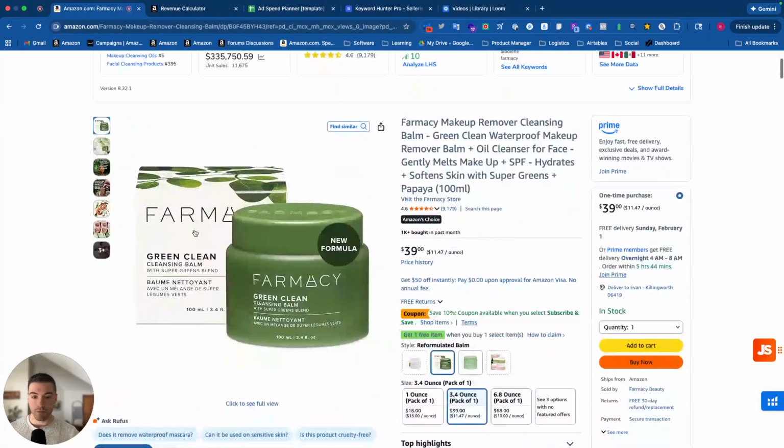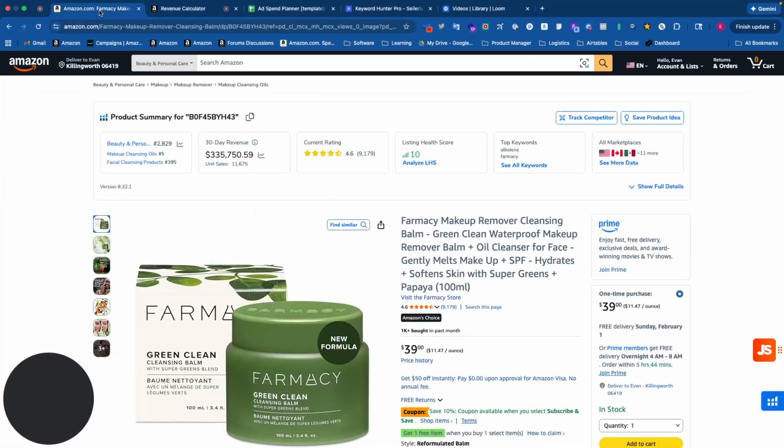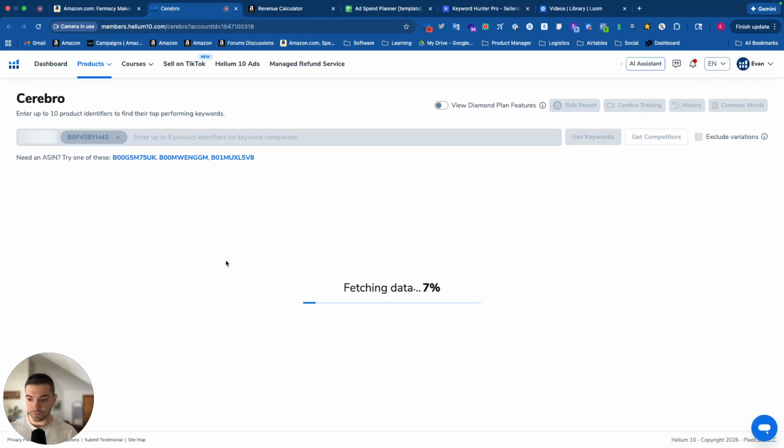So let's say for this product, it's $39. So I'm just going to start filling in everything in yellow here. Everything else is a formula. And we want to know what the conversion rate is. So this is where having keyword tools really helps. So I'll come down and I'll look at the keywords in Cerebro for that product.